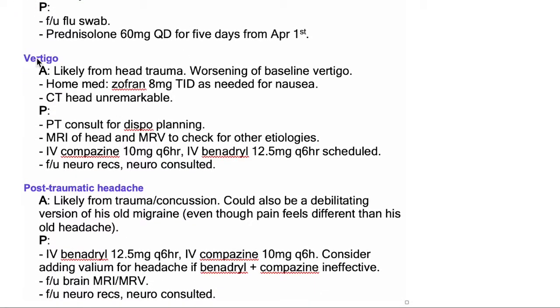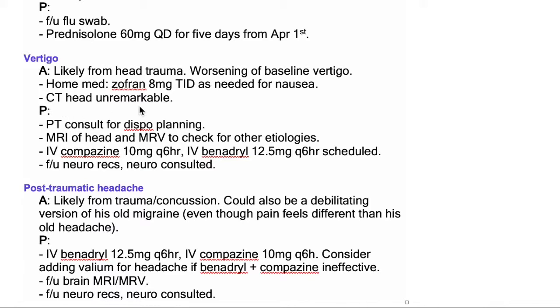The other problem he came in with was vertigo. Again, I thought it was worsening of his baseline from head trauma, and I wrote his home medication down. Now, one can argue that home medication goes in the medication section and not here. I usually leave it here because when I'm discharging a patient, I quickly glance through my assessment and plan to decide what is someone's home medication and what is not. But you can just leave it in the home medication section and not talk about it here as well.